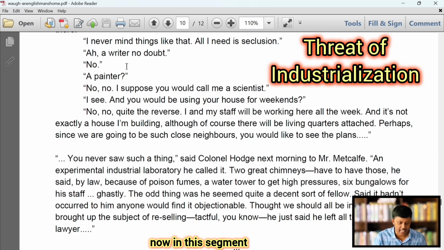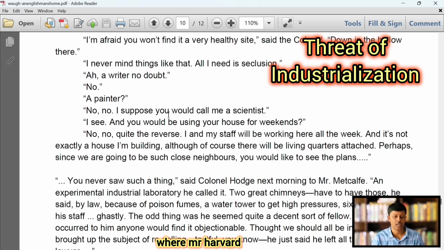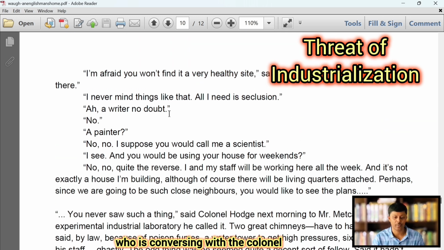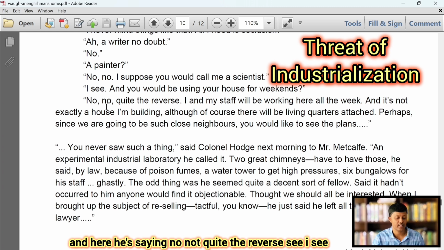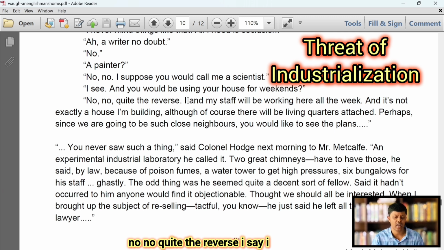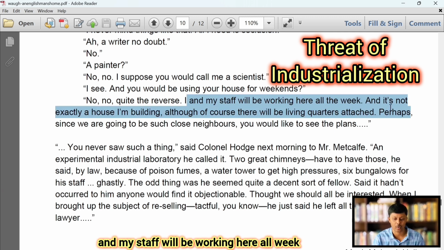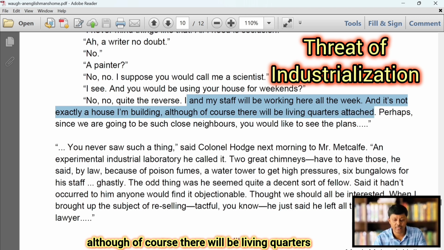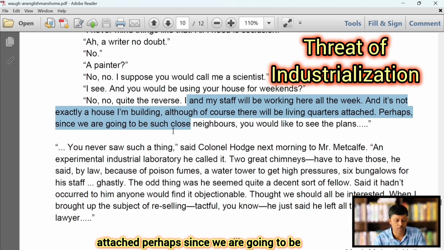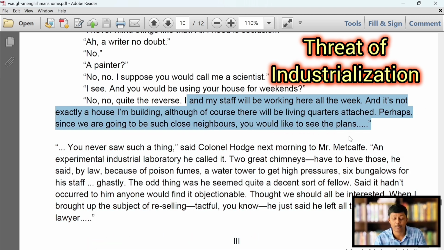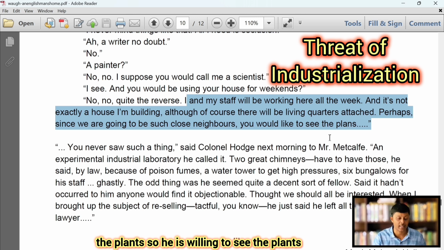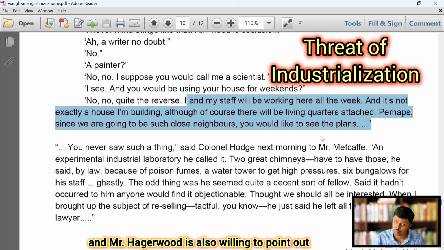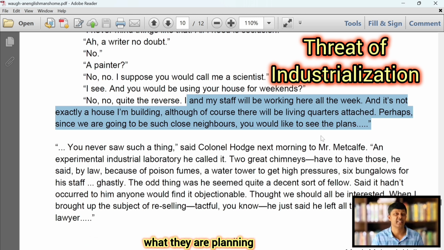Now, in this segment Mr. Hargood is conversing with the colonel, and here he's saying, "No, no, quite the reverse." "I see, and you would be using your house for weekends." "No, no, quite the reverse. I and my staff will be working here all week, and it's not exactly a house I'm building, although, of course, there will be living quarters attached, perhaps, since we are going to be such close neighbors. You would like to see the plans." So he is willing to see the plans, and Mr. Hargood is also willing to point out what they are planning.